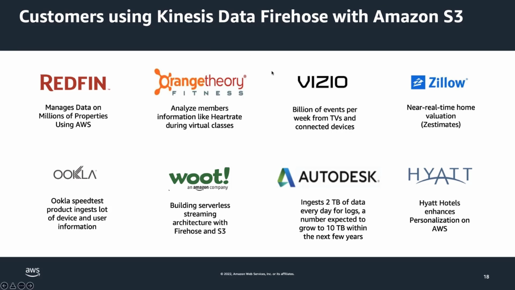Vizio, a similar kind of use case, but this time it's billions of events that get generated from TVs and connected devices. Zillow, the home valuation and the characteristics, the data on all the properties, go through a streaming process, Firehose to S3. And same for Okta, Woot, Autodesk, and Hyatt Hotels. In every industry, there is a need for streaming, and Firehose and S3 have been working great and very efficiently for our customers.